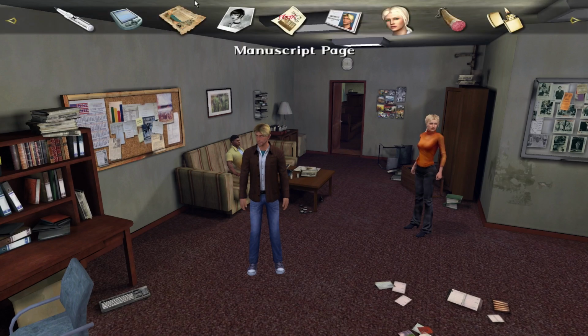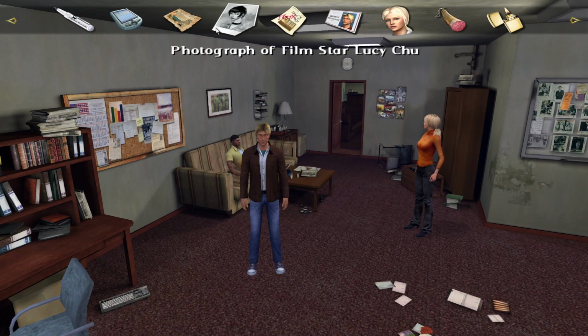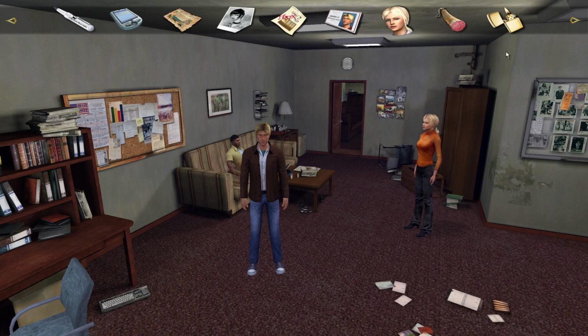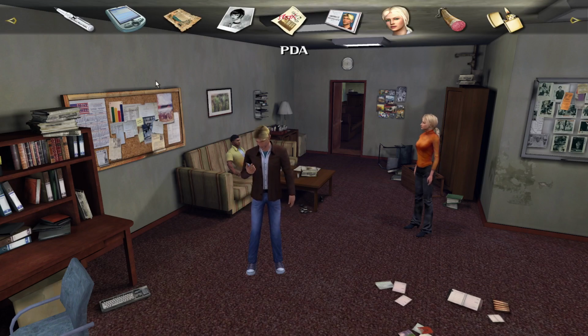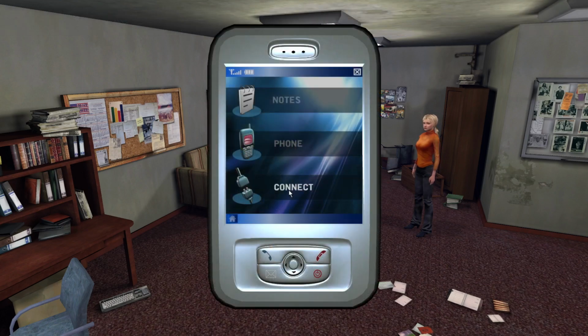We've just managed to get ourselves a key card. I think it probably goes into here so that we can use the internet to track down some stuff from this manuscript. Let's have a look at the PDA. Does it go on? Do we just do connect?